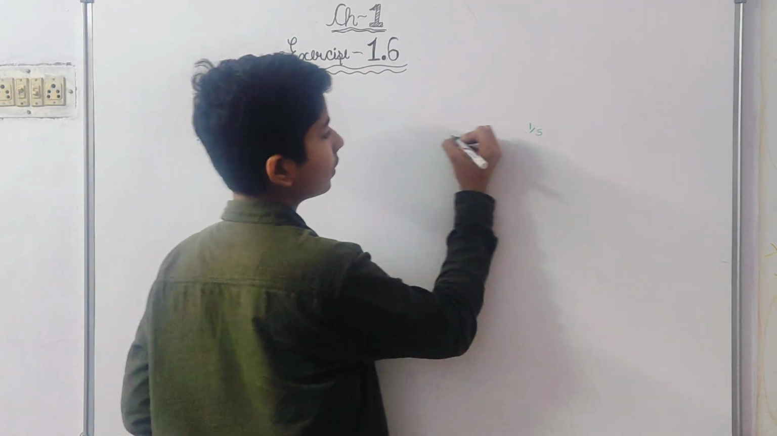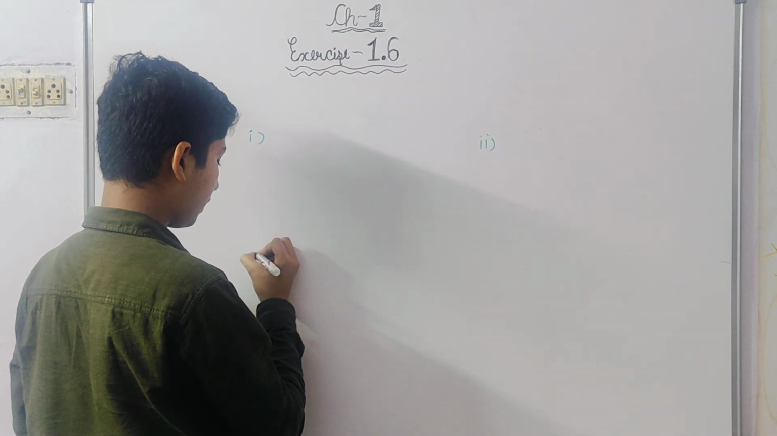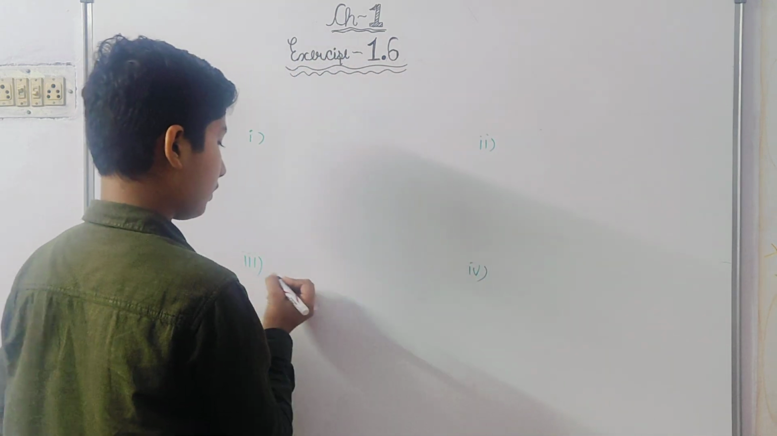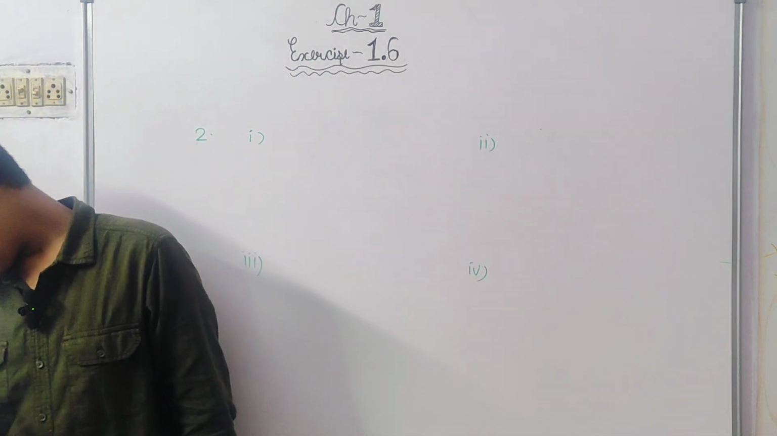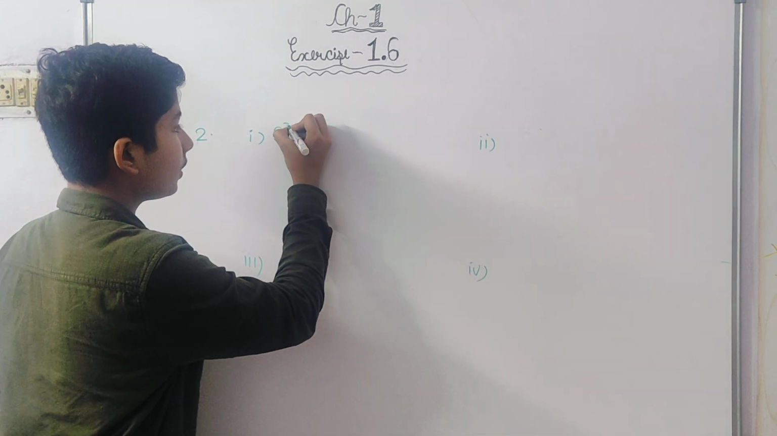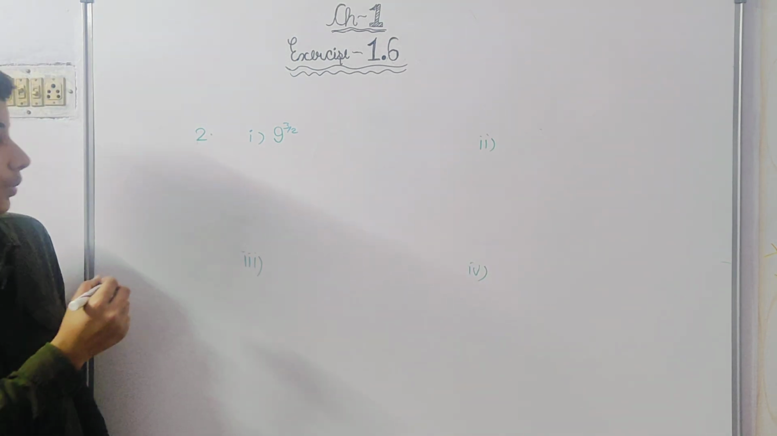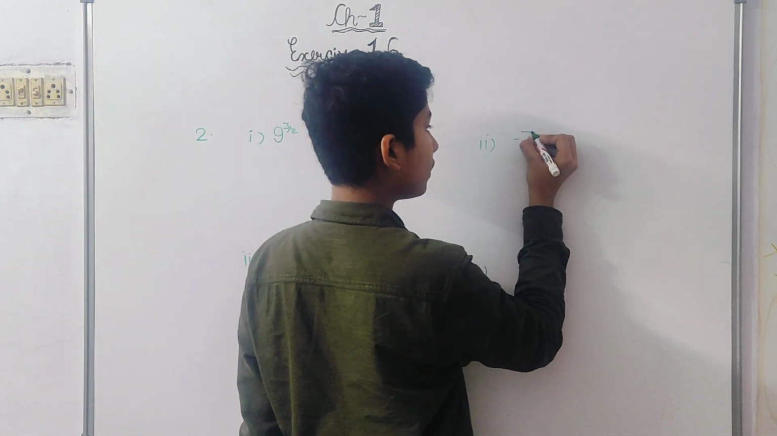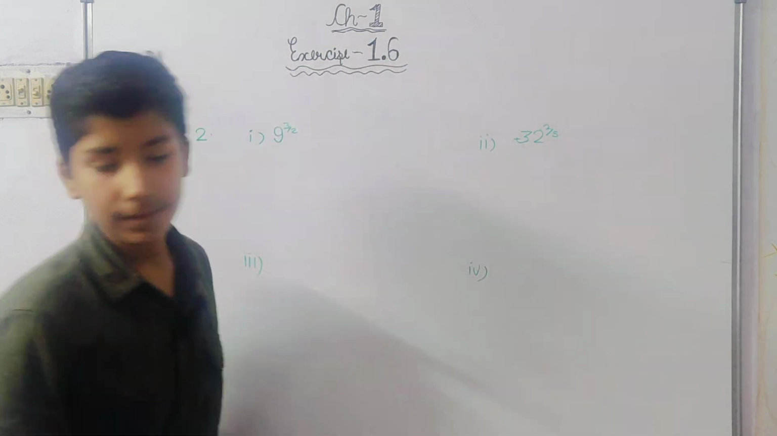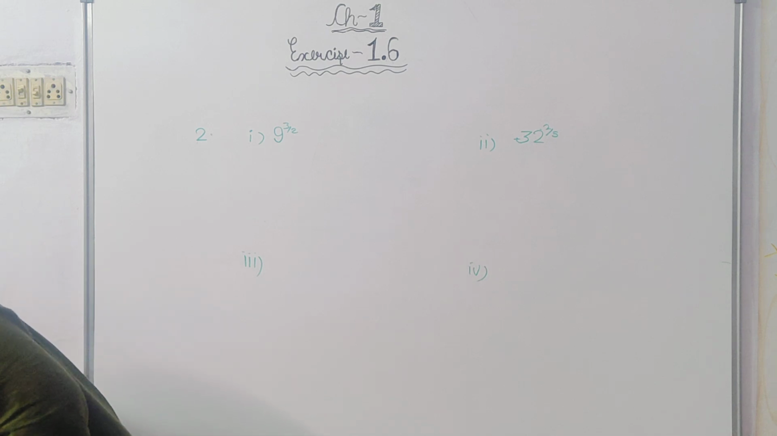First subpart, second subpart, third subpart, and over here, fourth subpart. Firstly, I'll write the questions. 9 to the power 3 by 2. 32 to the power 2 by 5. 16 to the power 3 by 4 and 125 to the power minus 1 by 3.